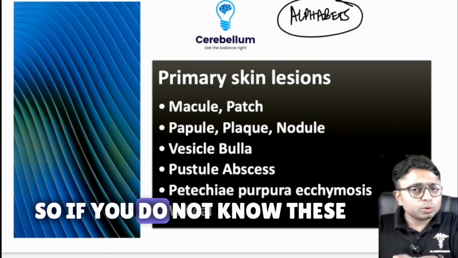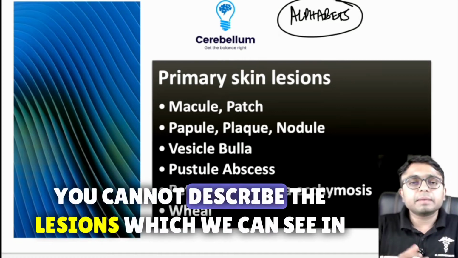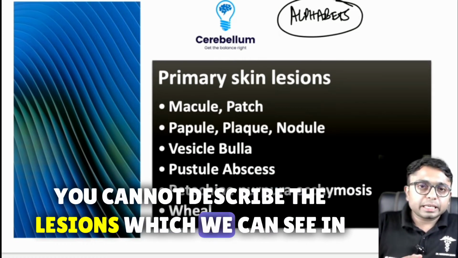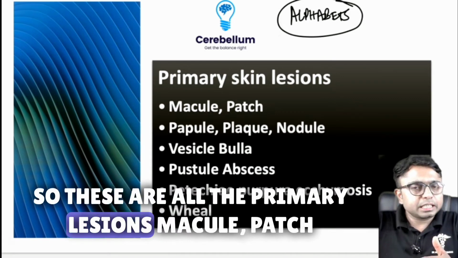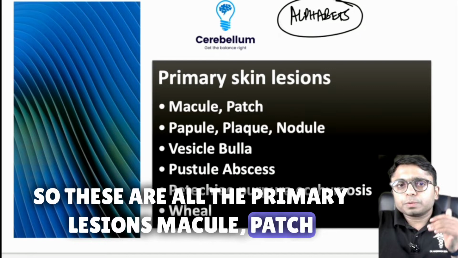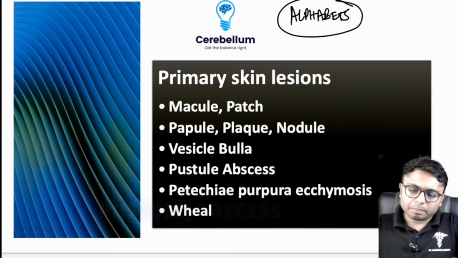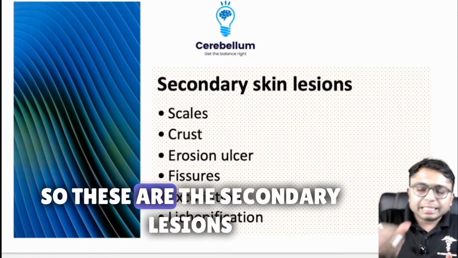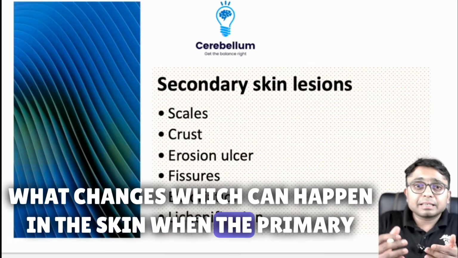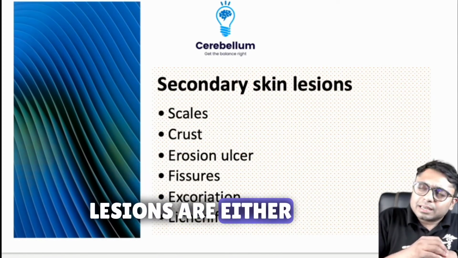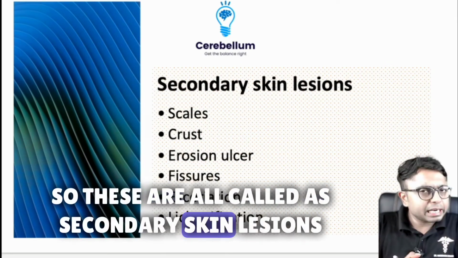So if you do not know these, you cannot understand the clinical features. You cannot describe the lesions which we can see in various conditions, various diseases. So these are all the primary lesions: macule, patch, papule, plaque, nodule, vesicle, bulla, wheal, pustule, abscess. And these are the secondary lesions. What changes can happen in the skin when the primary lesions are either treated or when the patient scratches those lesions. So these are all called secondary skin lesions.